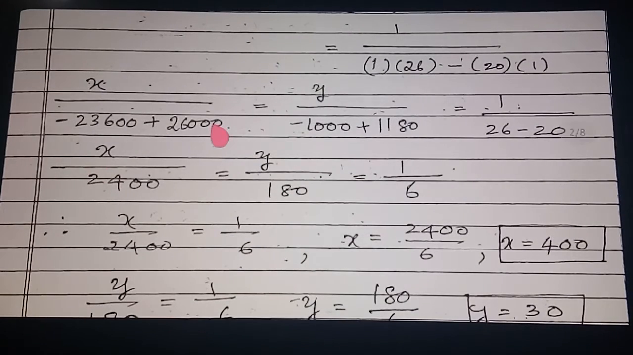Now find out the difference. 2400, its difference 180. And the difference is 6. Now how to find out x? Take the x term and the constant term.